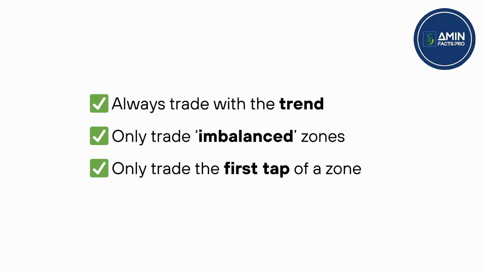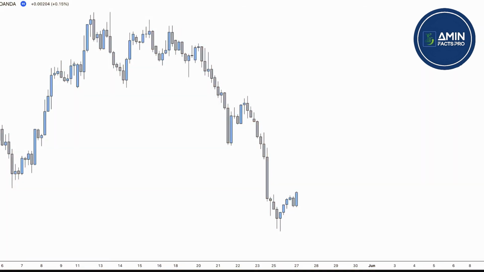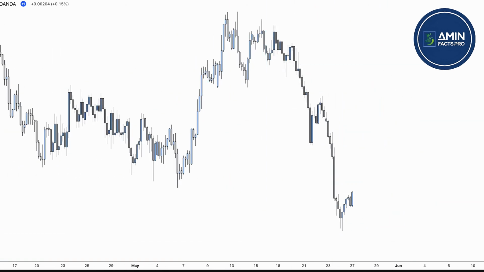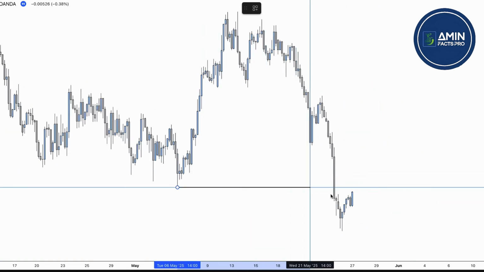Third tap, we don't want to sell there. Fourth tap, we don't want to sell there. And then on the fifth tap, it actually breaks through. So a supply zone is only really good for its first retest, right? After that, ignore it. And the same goes for demand.